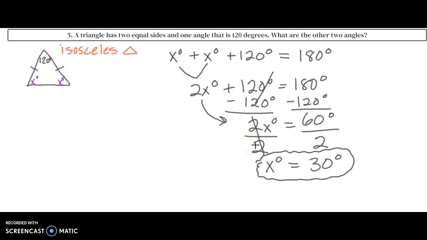So the question asks, what are the other 2 angles? Because x degrees equals 30 degrees, it would be 30 degrees plus 30 degrees plus 120 gives you 180. So your final answer is the measurements of the other 2 angles are 30 degrees for each angle. That is your final answer.